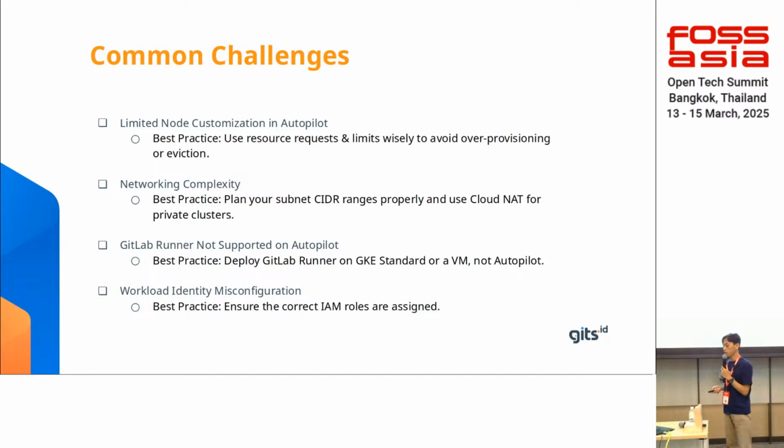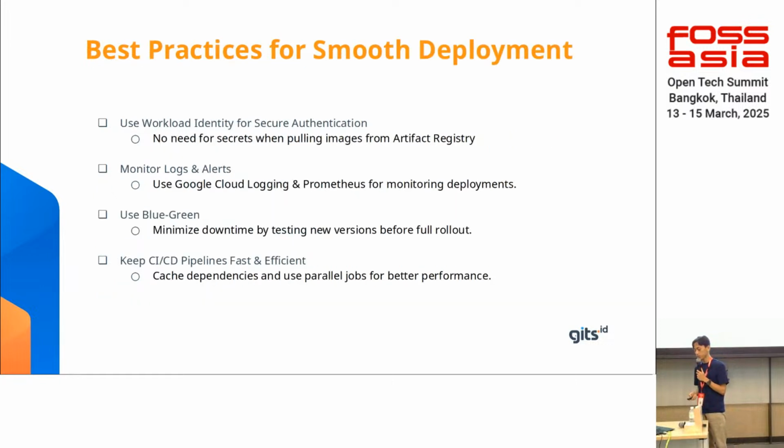And the last one, workload identity misconfiguration. Like I said, workload identity is for authentication into Google Cloud Platform features. For smooth deployment, use workload identity for secure authentication. This is the main feature of GKE. No need for a secret to pull the image from the Artifact Registry. Maybe after my session, Kubernetes Kung Fu will explain what a secret is.